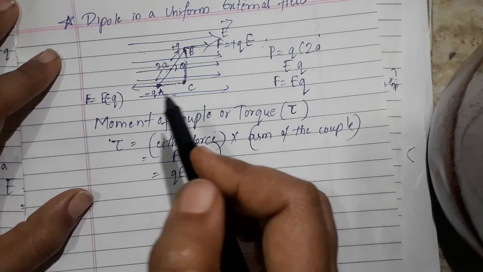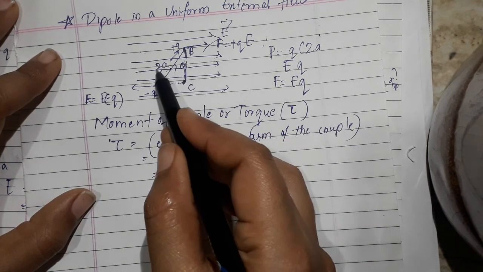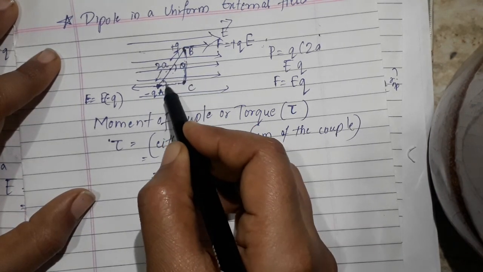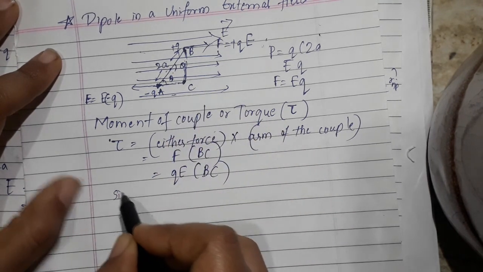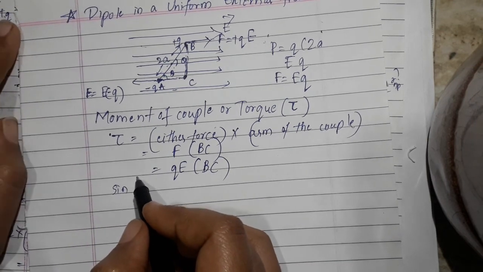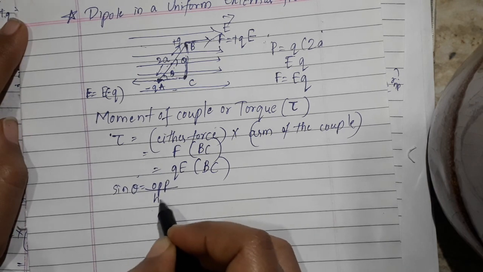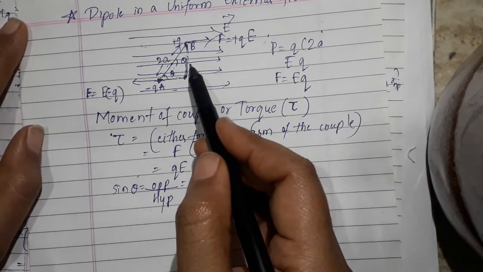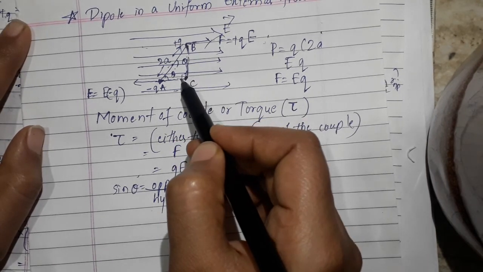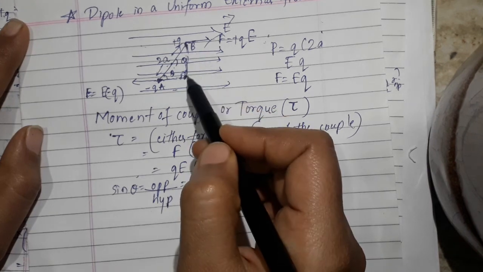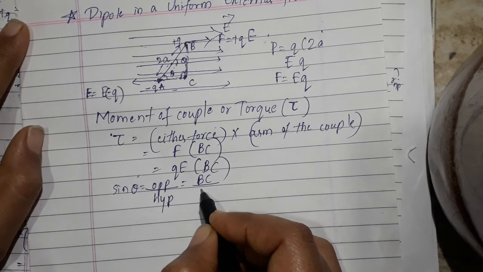BC we can write using a trigonometric function. If this angle is theta, both lines are parallel, and this angle will also be theta. Apply the trigonometric function: sine theta is equal to opposite by hypotenuse. This is 90 degrees here, so the opposite side is BC and the hypotenuse is AB, so sine theta equals BC by AB.